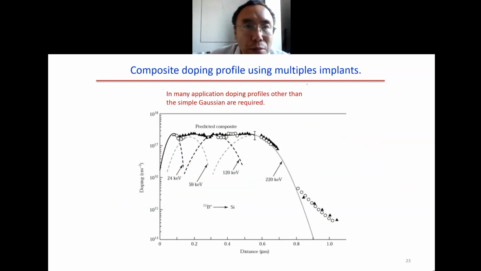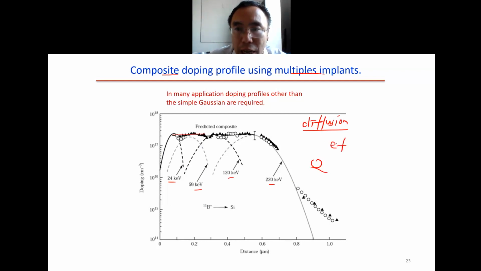So it is possible to have a custom doping profile using ion implantation. In this case, we use multiple implants. So we have 24 keV, and different energies and also different doses. So in the end, we can get this kind of doping profile. And that's why this is much more powerful than diffusion doping, as we learned in chapter 7. For diffusion doping, the only dopant profile we can get is this one, ERFC, the complementary error function. But for ion implantation, we can have complicated doping profiles.